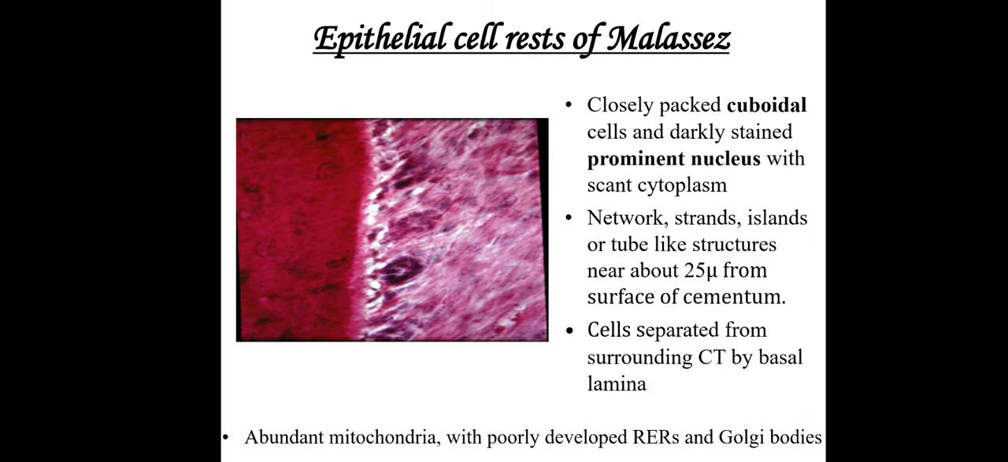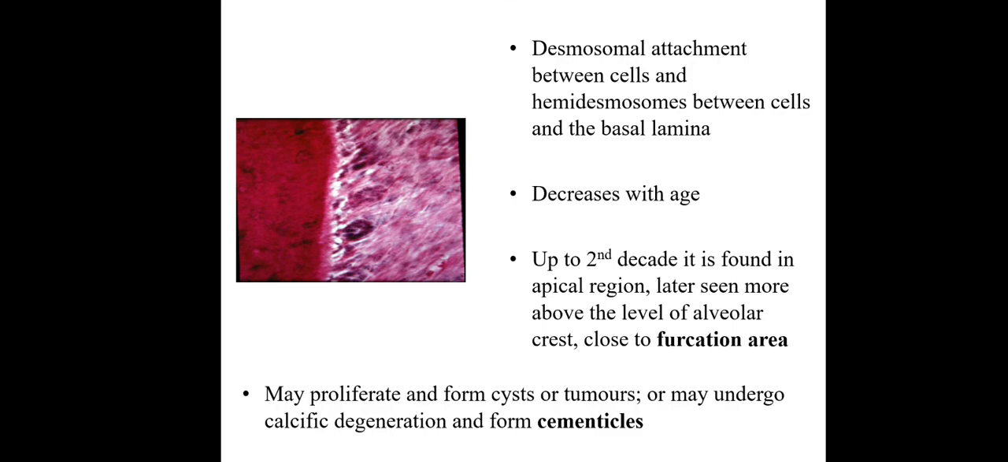These cells are separated from the surrounding connective tissue by a basal lamina-like material and eosinophilic material which resembles basement membrane. The cells will have abundant mitochondria with poorly developed rough endoplasmic reticulum and Golgi bodies. The cells will be attached to the basal lamina-like material through hemidesmosomes.